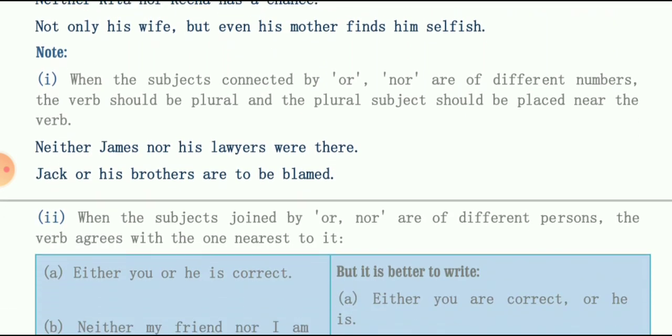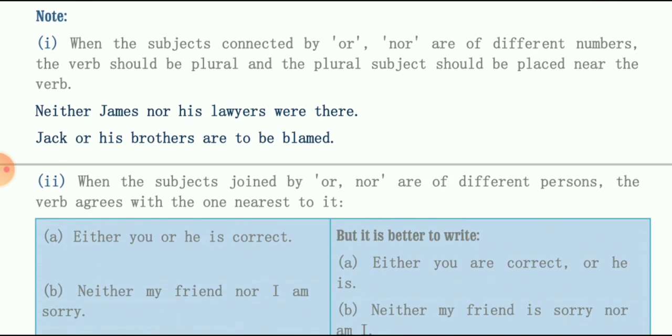Note, when the subjects connected by or or nor are of different numbers, the verb should be plural and the plural subject should be placed near the verb. Neither James nor his lawyers were there. James is a singular name, and his lawyers are plural. That's why we will use were. Jack or his brothers are to be blamed. Brothers are plural, so we'll use are. Actually, his brothers is the subject in this sentence.